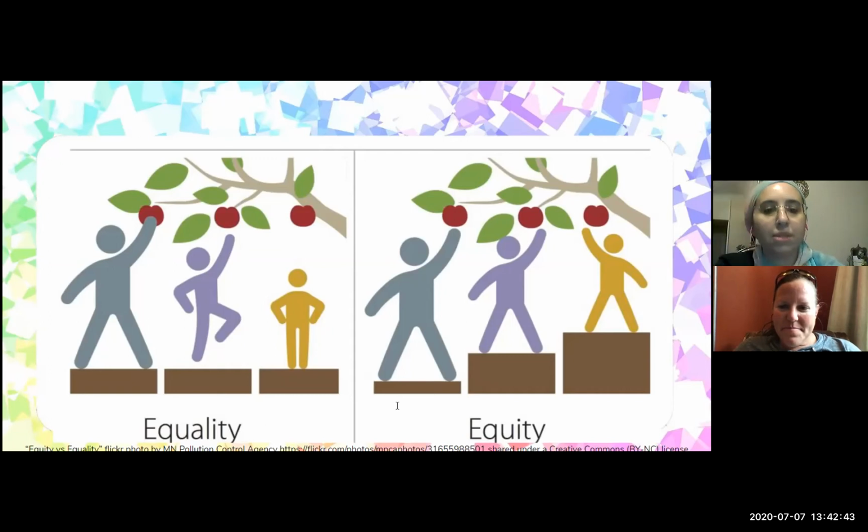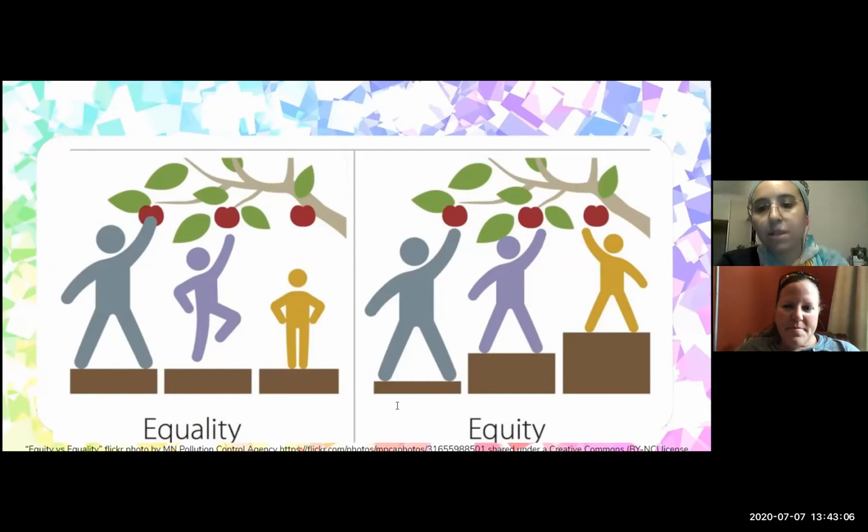And one of the things I see when I look at this one is also the middle person on the equality side is jumping up and trying to reach. So maybe that's a kind of resilience. Whereas the yellow person is so far away, they're not even trying. Right. So I think that's important to keep in mind: just because one is shorter than the other doesn't mean they have no way of reaching it. Maybe they're resilient or resourceful and would have found a way on their own.